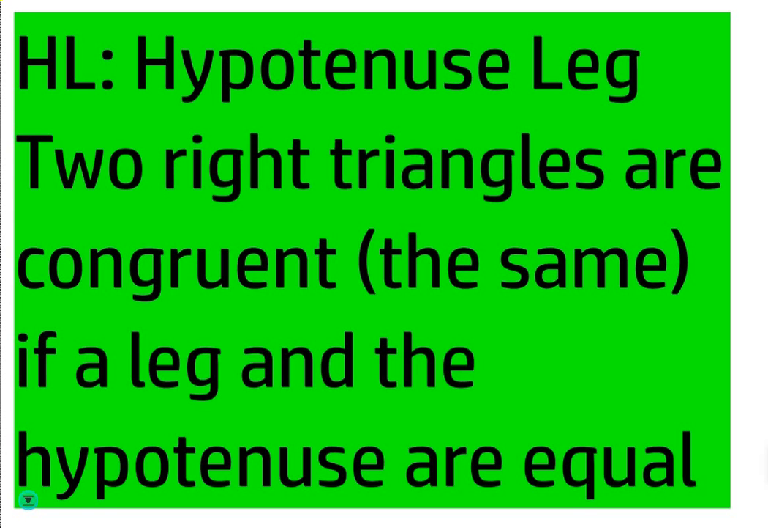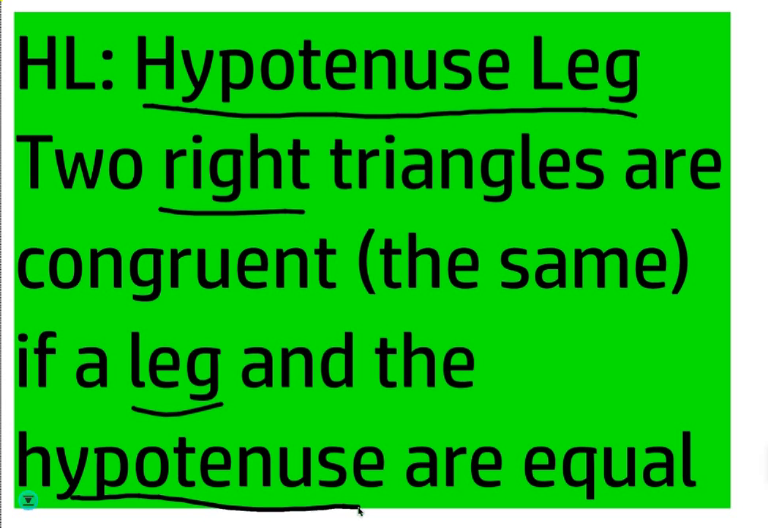HL, just write hypotenuse leg. Okay, you don't need to write the rest of this. Just make sure you remember it. But 2 right triangles are congruent if a leg and the hypotenuse are equal. Now notice something. With this, they're actually giving you 3 pieces of information. They're telling you one of the angles is 90 degrees, or 2 angles are 90. They're telling you 2 legs are equal, and they're telling you 2 of the hypotenuse are equal. Those are 3 things, actually. So it's not inconsistent with what we already know.